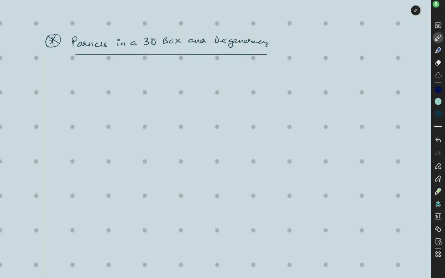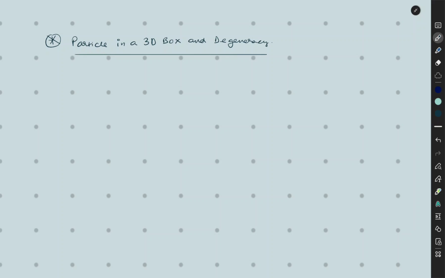So, welcome to this new lecture. In the last part, we covered the particle in a 1D box, or the deep square well potential. In this lecture, we will be discussing the particle in a 3D box and degeneracy. The flowchart of the lecture will be, first of all, we will solve the 3D Schrödinger's equation and setups. And after that, we will talk about degeneracy.